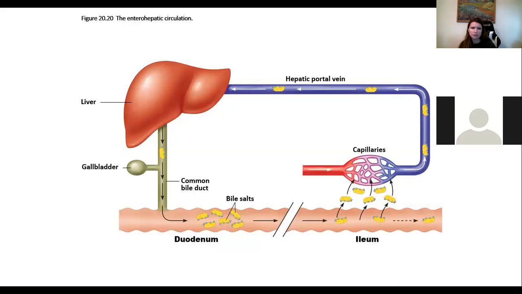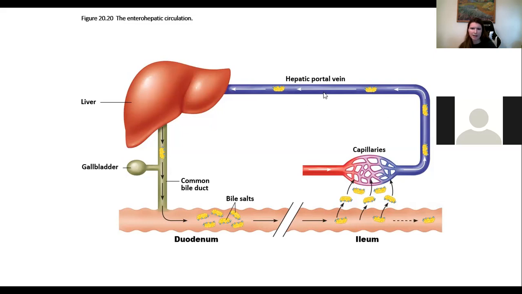After our lipids are all digested and absorbed, we're actually going to reuse the bile salts. So recall that the bile salts were just breaking down our big fat globule into our smaller fat droplets. So that was mostly happening in the duodenum. By the time we get to the ileum, so the end of our small intestine, those bile salts are going to get absorbed into the capillaries.